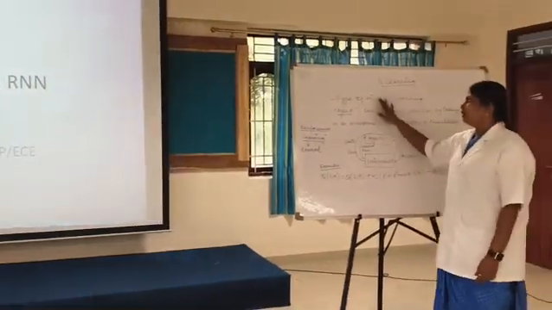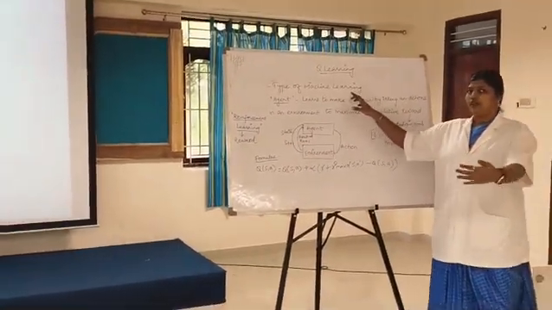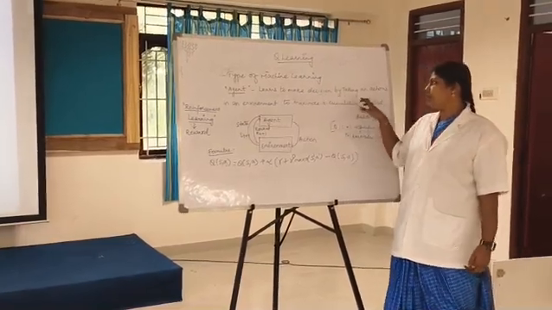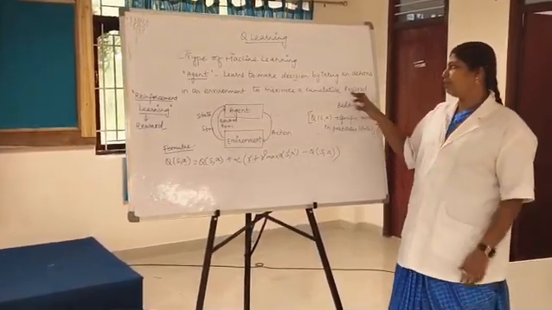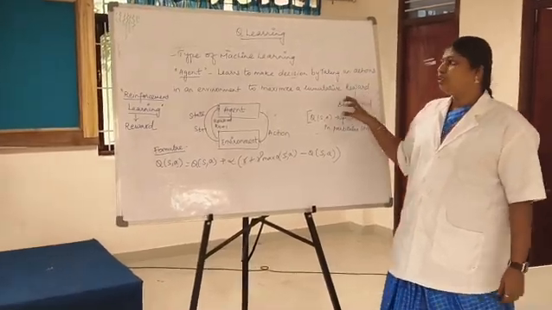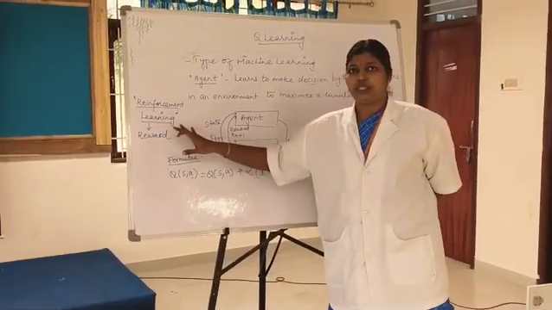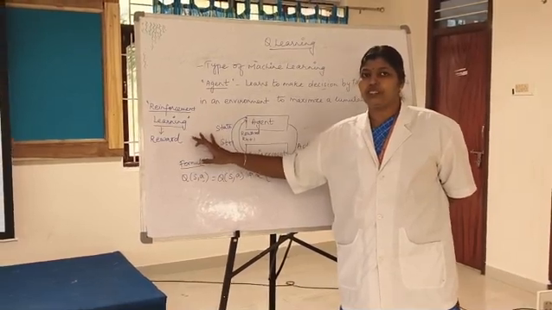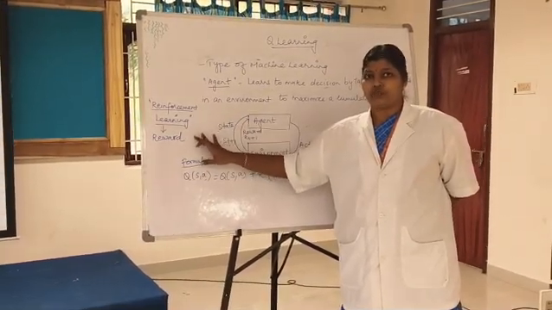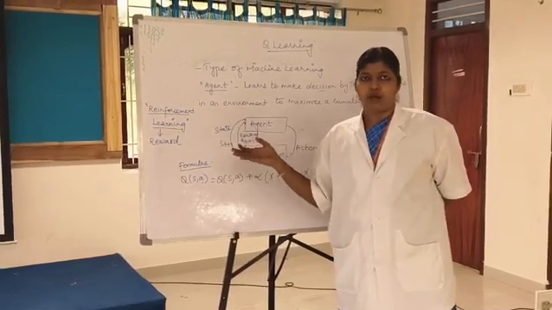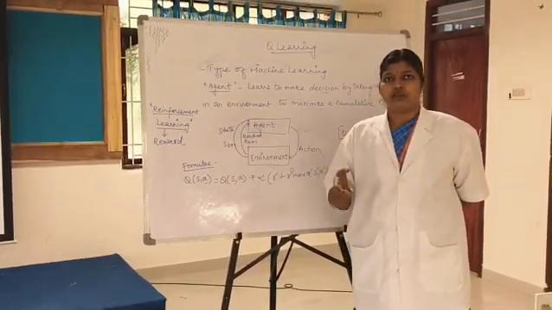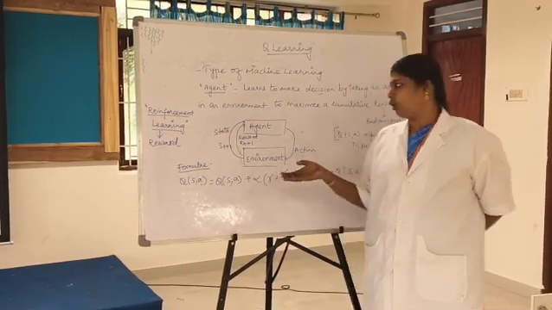Q learning is a type of machine learning where the agent learns to make a decision by taking an action in an environment to maximize its cumulative reward. Reinforcement learning, as we already know, is about a reward given for the actions performed. It can be a good action or a bad action, a positive action as well as a negative one too.